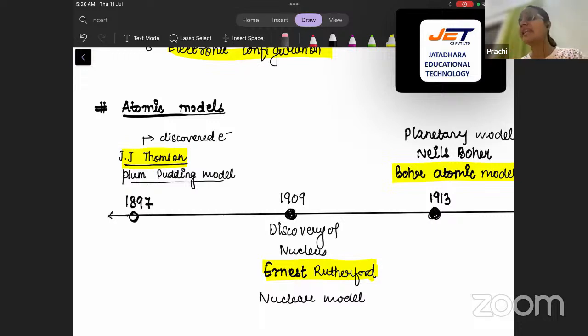So in 1897, J.J. Thomson was also doing an experiment with the cathode ray tube, and in that experiment he discovered the electron. Once he discovered the electron, he gave a model which is known as the plum pudding model, or the raisin model, or we say the watermelon model, which you might have studied in your lower classes also.